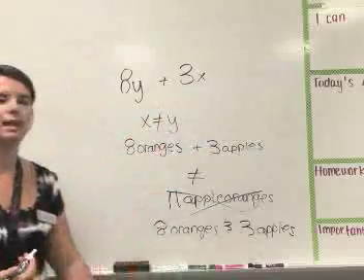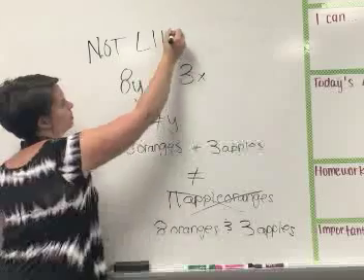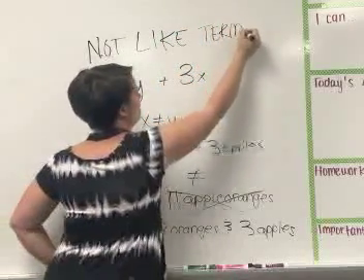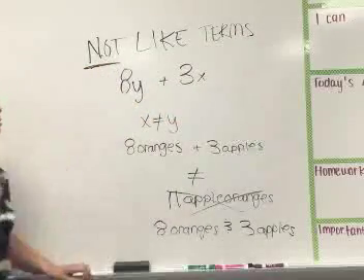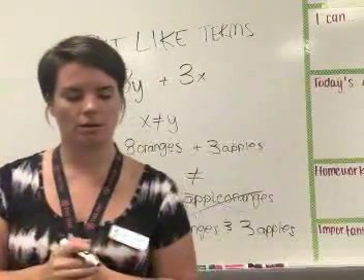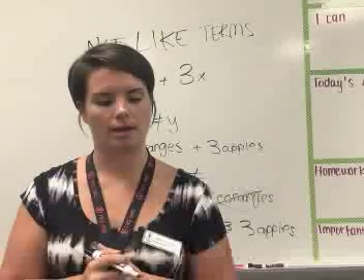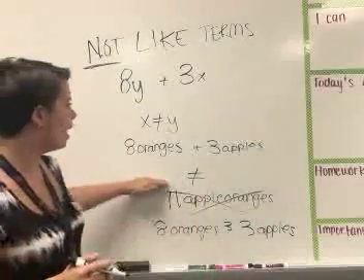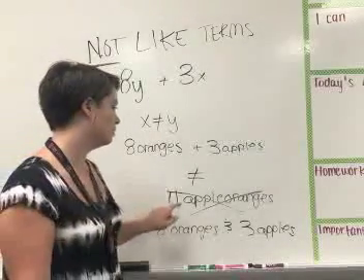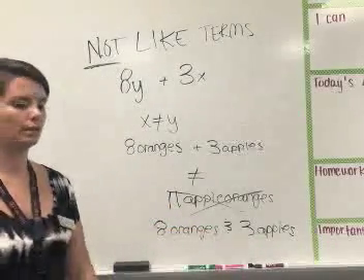X and y are not the same. Not like terms. Okay? Not like terms. So, it is false that they are like terms. It is false that you can combine them, right? And 8y plus 3x does not equal an 11xy. It just equals 8y and 3x, right? Okay.